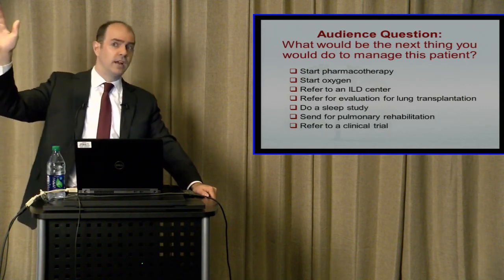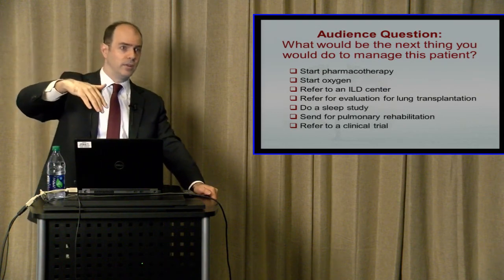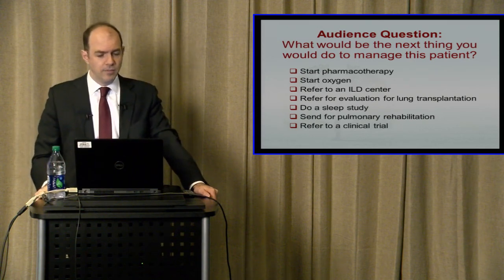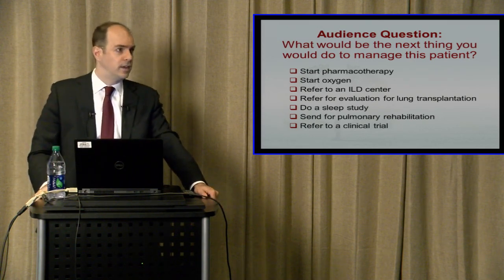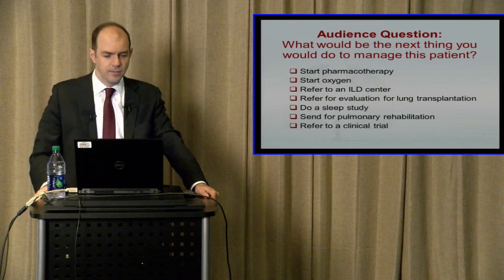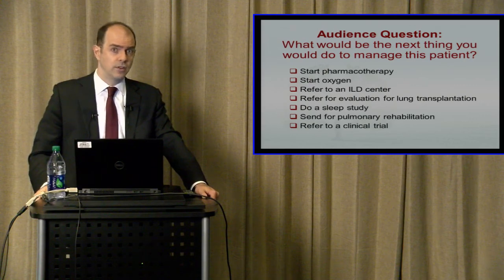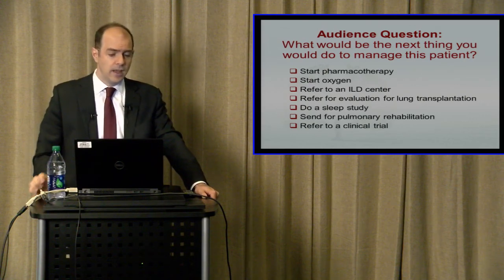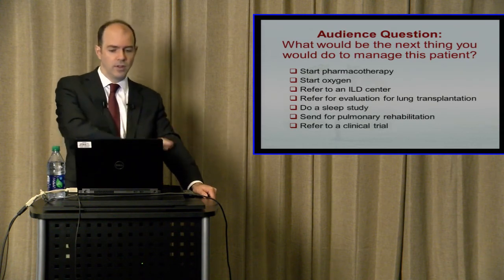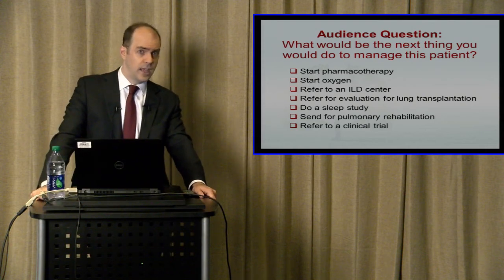We might start oxygen, but we'd have to assess whether or not they need it. Right? We use the same criteria that we use for COPD, if they desaturate to 88% or less. You can always refer to an ILD center. Dr. D'Andrade at UAB has a really nice ILD program. You can refer for lung transplantation, and we usually do that as early in the disease process as we can. At least we refer early on. It can take a few years to get on the list and then wait for a lung. They usually don't get transplanted until the very severe stages of the disease.